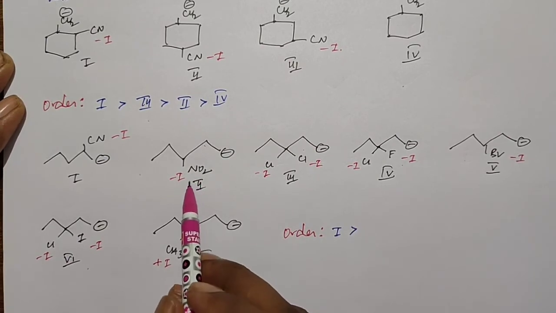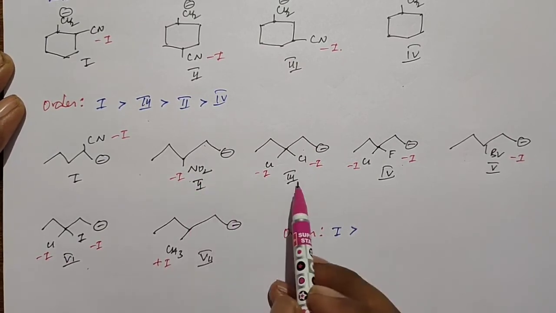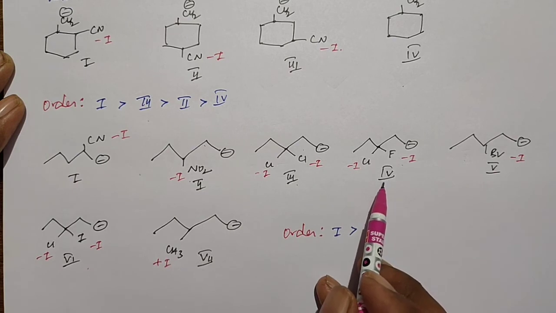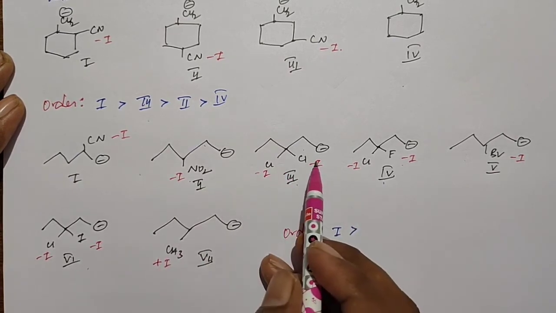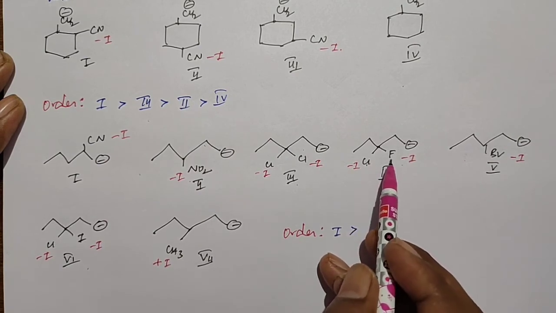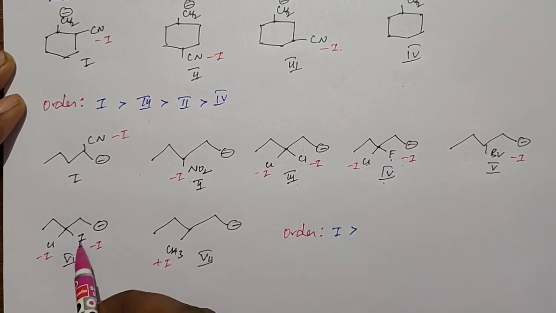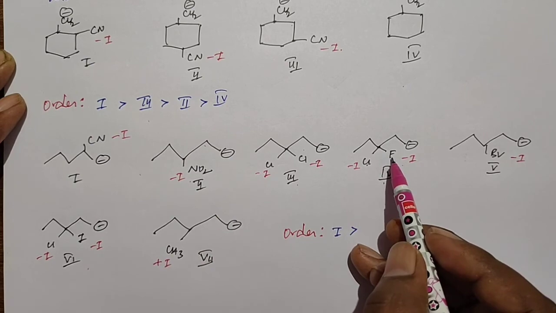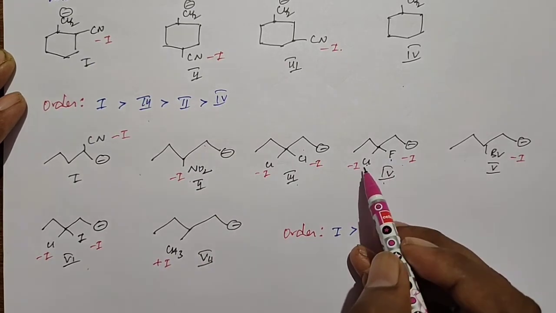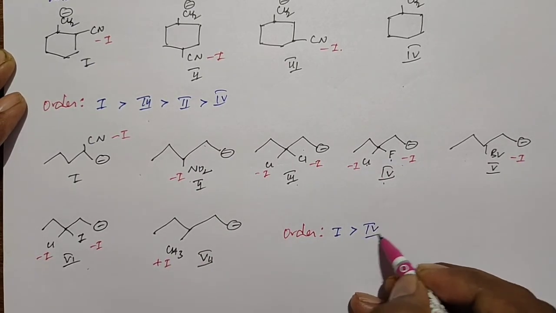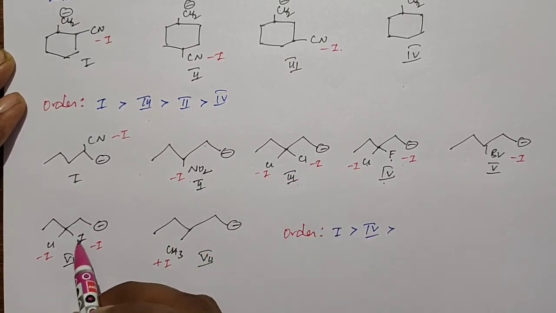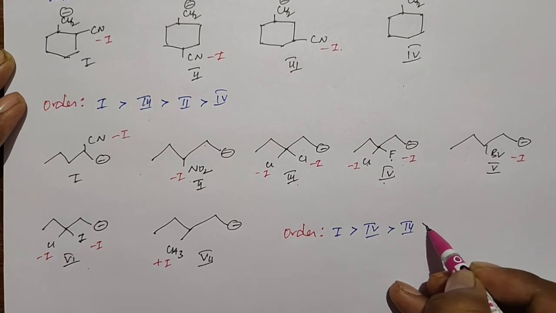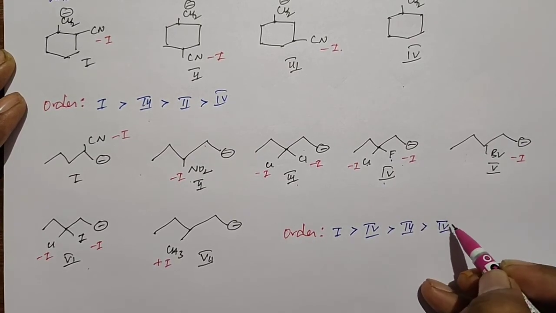In the second structure we have only one minus I group, but in the third, fourth, fifth, and sixth structures we have two minus I groups. Here two chlorines are present. Here one chlorine and one fluorine are present. Here chlorine and iodine are present. Based on the minus I power, fluorine has more minus I power than chlorine, so the next position is the fourth one. After that, chlorine has more minus I power than iodine, so the next position is the third one, and the next one is the sixth one.